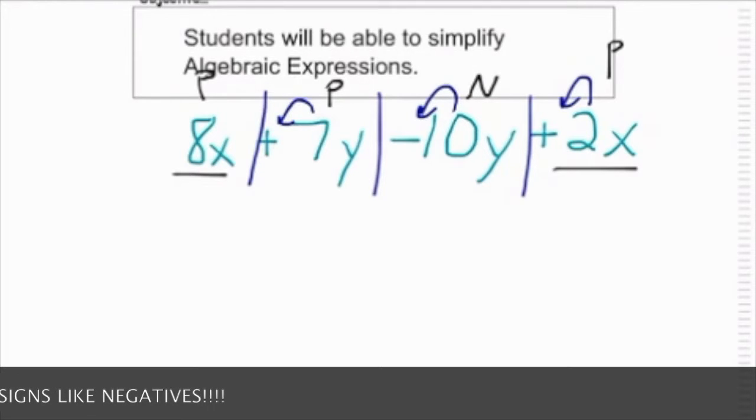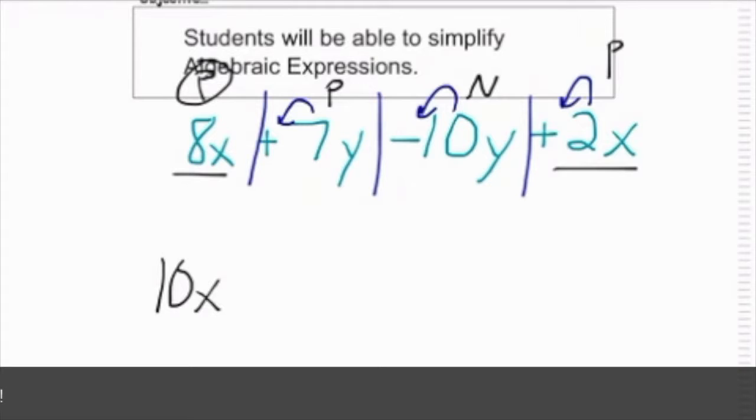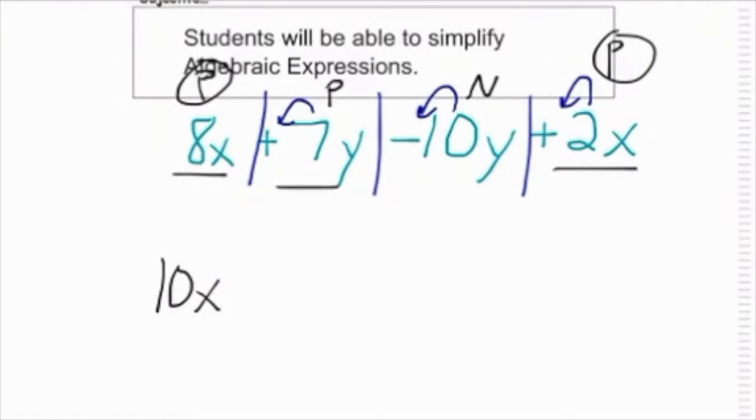8x plus 2x is 10x. Once again, they're both positive, right? 8x and 2x. Signs are the same, so you add, and you get positive 10x. This is the part that gets a little tricky though. The y's, right? Cross these out. 7y plus negative 10y, right? Signs are different now. So you're technically going to subtract, and you get 3y.